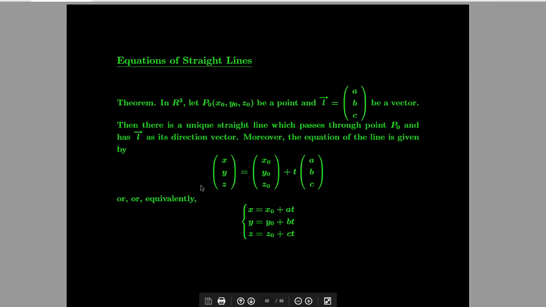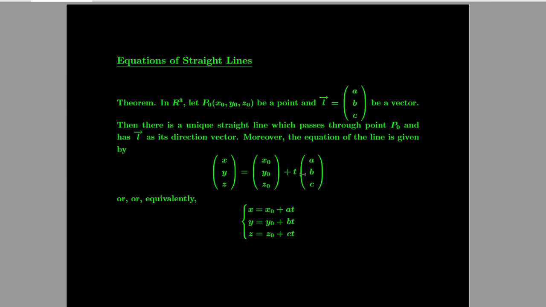So temporarily you just memorize the two forms. If we have time, we can talk about the why. But memorize the equation. The first form is called the vector equation form. The second form is called the parametric form.